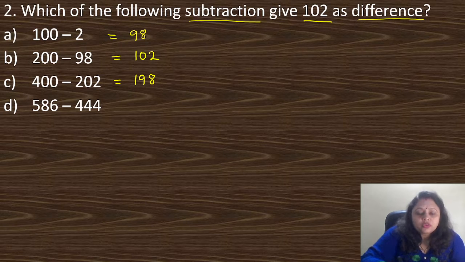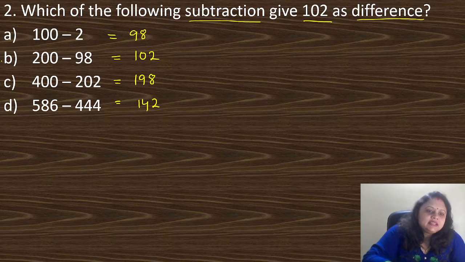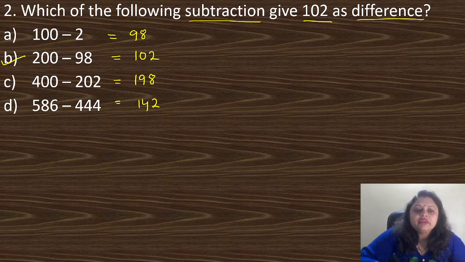You have to follow the process of subtraction. Whatever method you are following for subtraction, you subtract it properly. Next, 586 minus 444. 6 minus 4 is 2, 8 minus 4 is 4, 5 minus 4 is 1. That is 142. So in which option is 102 present? It is present in option B, that is 200 minus 98. Okay, easy question, right? Let's move to the next question.